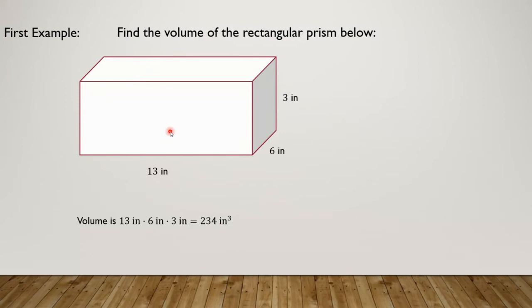So let's say we have a rectangular prism, right? And let's say its dimensions are 13. The length is 13 inches. Its width is 6 inches. And its height is 3 inches. Okay? So we have 13 inches, 6 inches, and 3 inches. The volume, you just multiply the 3 numbers together as below.